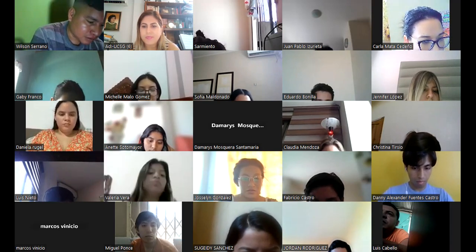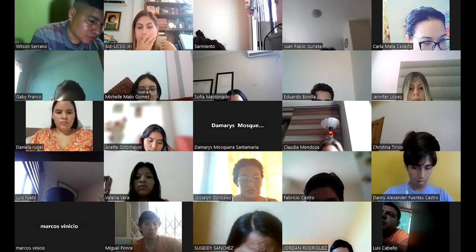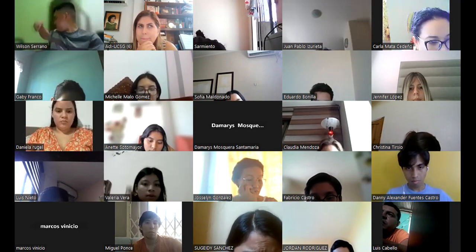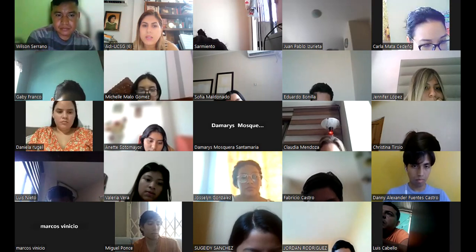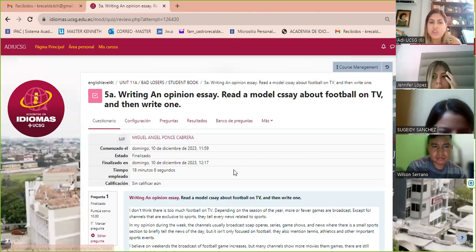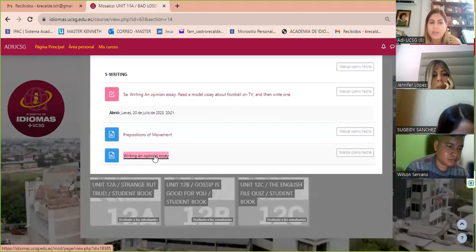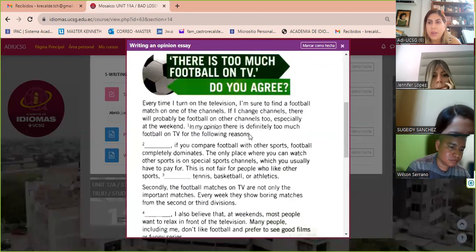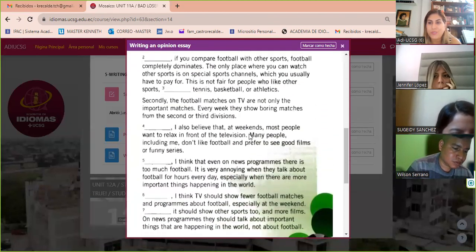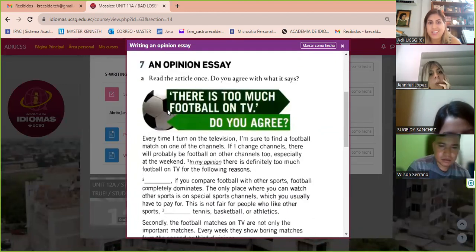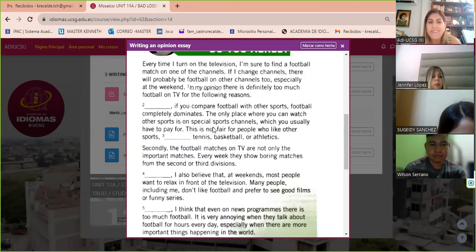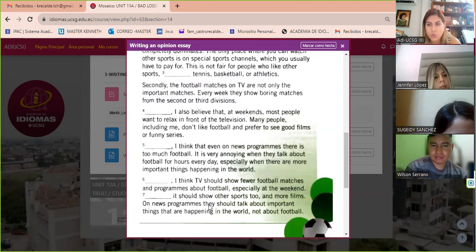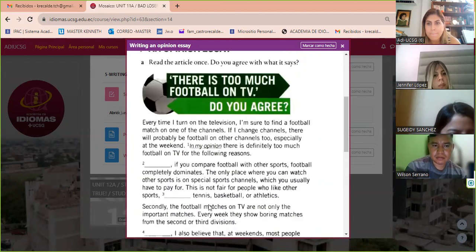Miss, any question about the structure? The structure is? This is the structure. That's why I gave you an example. Here is the structure. Aquí hay un ejemplo para que ustedes lo sigan, esta composición. Okay? So this is the structure. There is too much football. Do you agree? So you have to tell me here your opinion. And then you give me the reasons. And then you give me the conclusion. Yeah?